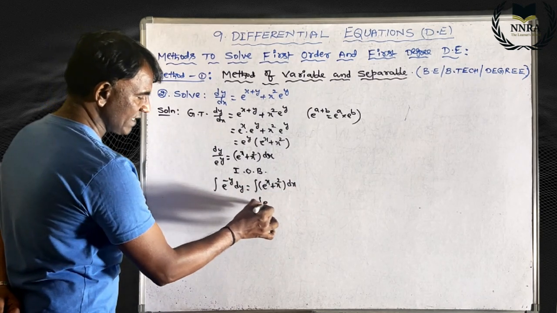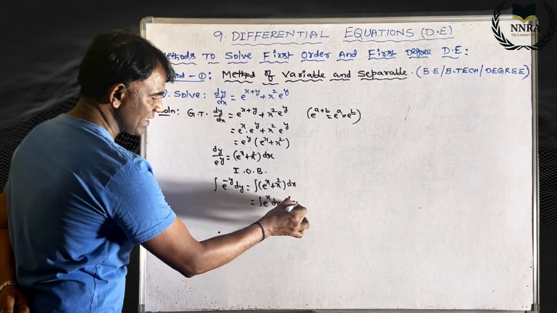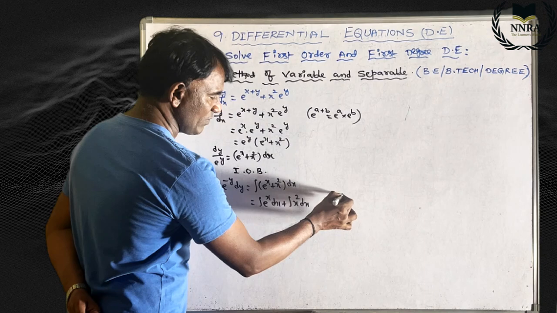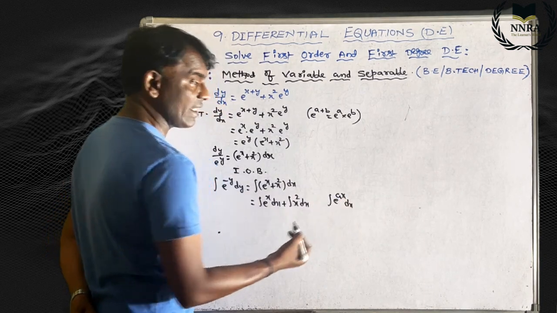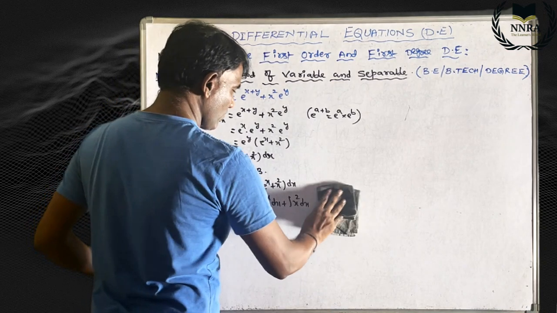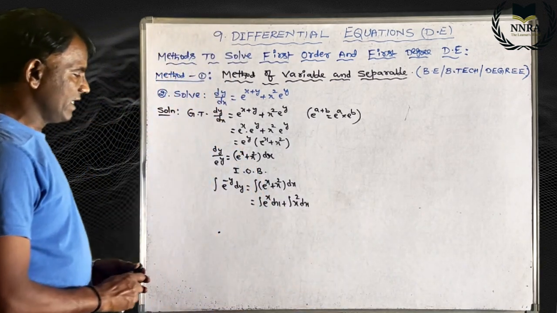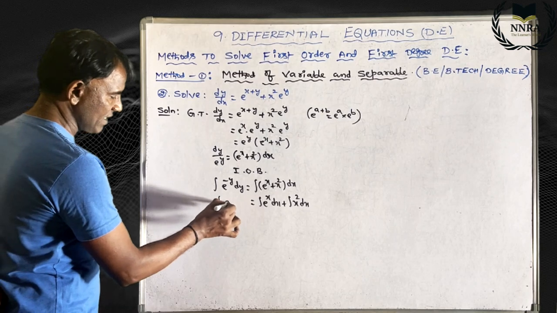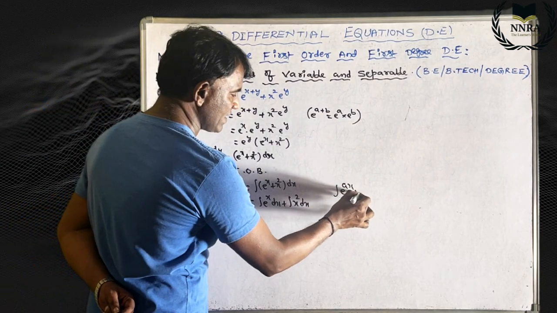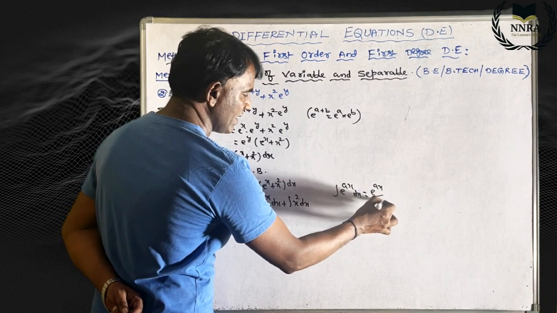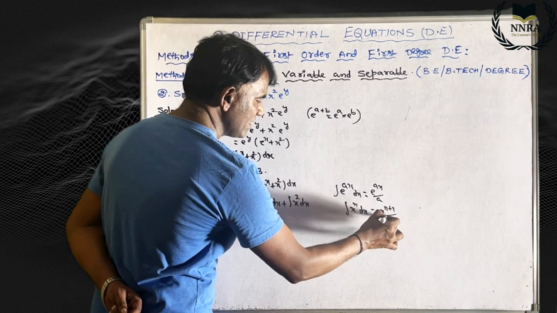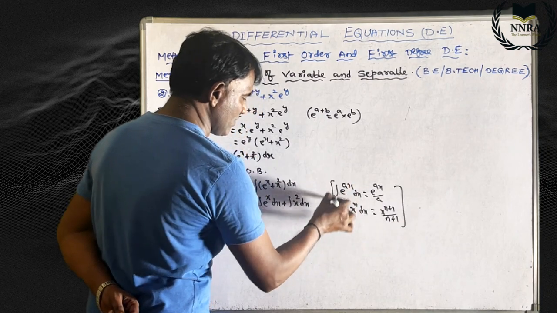Now how to write it? Integral e power x dx plus integral x square into dx, right? And what is the formula of integral e power ax dx? Okay, now again here it is the same integral e power minus y dy, and this is the standard formula. Integral e power ax dx equals e power ax by a. Similarly, integral x power n dx equals x power n plus 1 by n plus 1. These are the standard formulas, right?